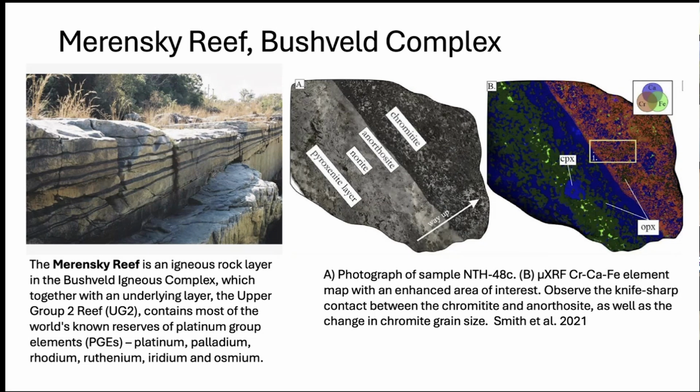And then here we got some nice images of this contact between the anorthosite, a very feldspar-rich rock, norite, which is feldspar-rich but with a fair amount of orthopyroxene, and then pyroxene-rich, and then the chromitite, that's where the PGEs are. And here you can see there's the chrome, there's the calcium, and there's the iron.